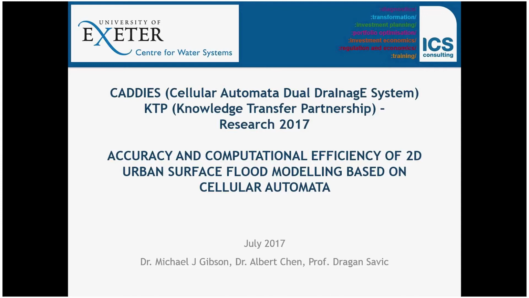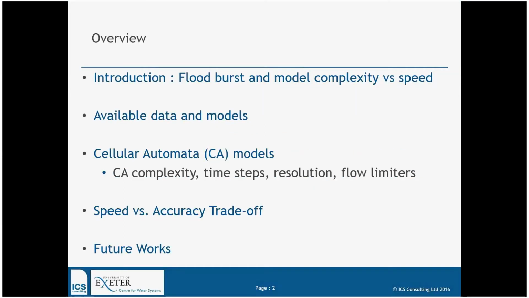So yes, I'm going to talk about the accuracy and computational efficiency of CADDIES cellular automata model, basically. There's a couple of slides here at the start about the available data that I'm going to skim through. Otherwise, this is going to be a bit of a whistle-stop tour. I'll talk about the cellular automata model and the complexity of that, and how time step, resolution, and flow limiters turn into the speed and accuracy trade-off.